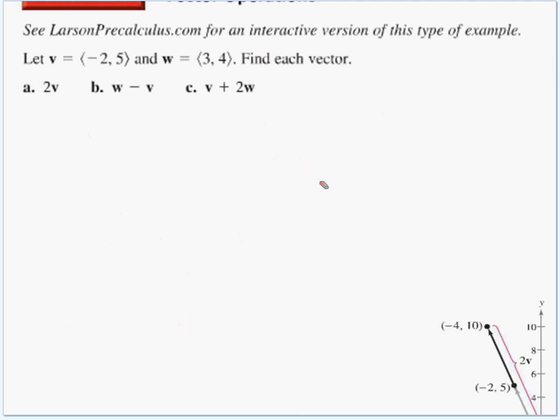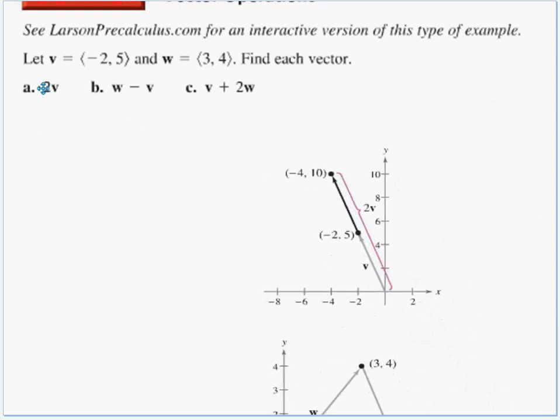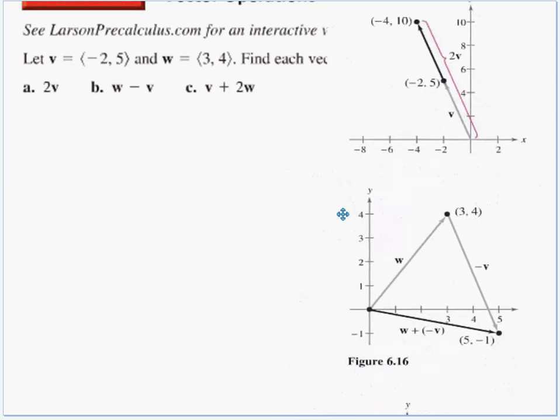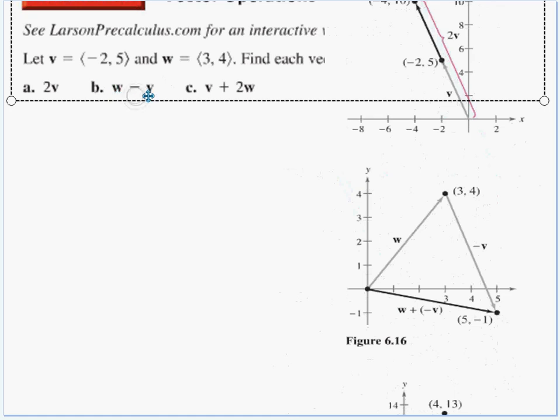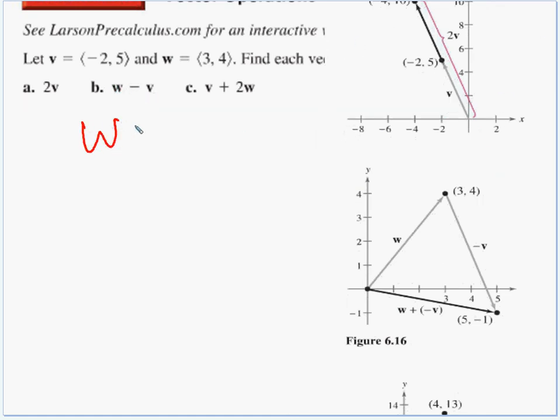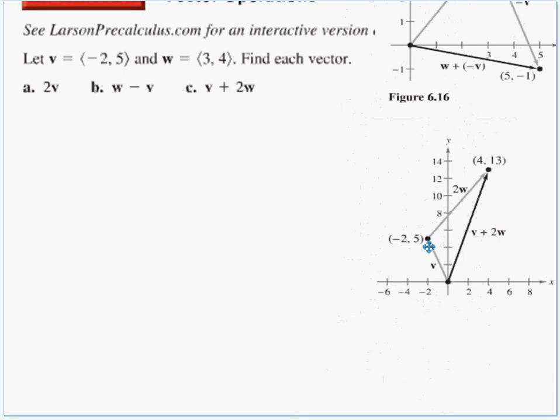I think we can see these graphically. So the first one, 2 times v. This is vector v. We just doubled it. So now its length is twice as long. B is w minus v, or you could think about this as w plus negative v. So here's our w vector, 3, 4, and then negative v is going to take us in the opposite direction, so it takes us down this way. So here's the answer that we found for part B. And the last one, v plus 2w. So here's our v vector, and then here's w, but it's twice as long now, 2w, and that takes us to our 4, 13.